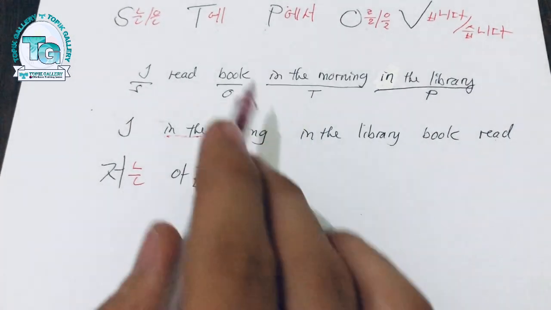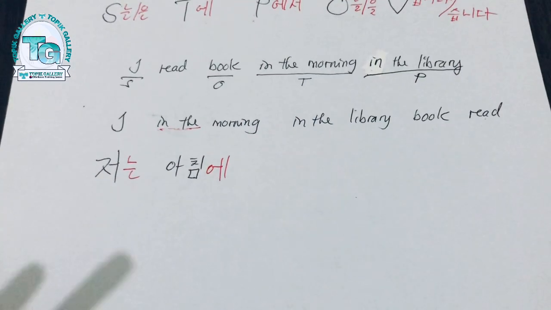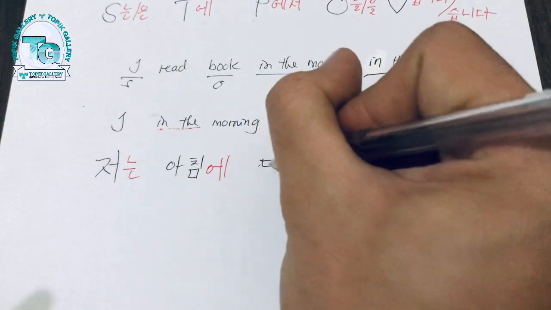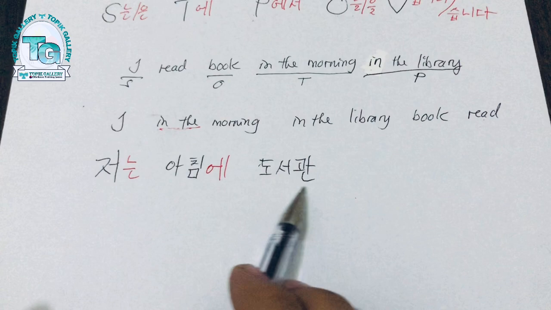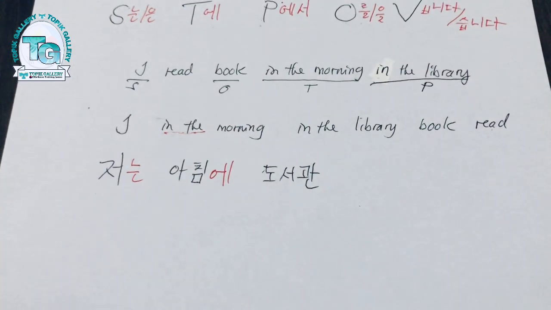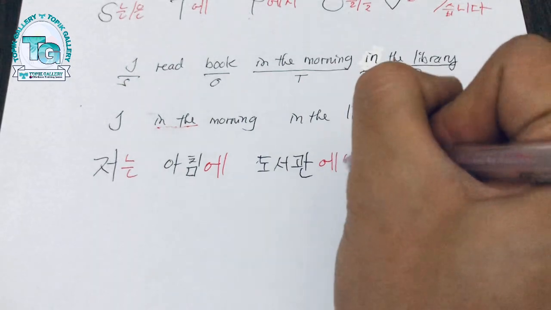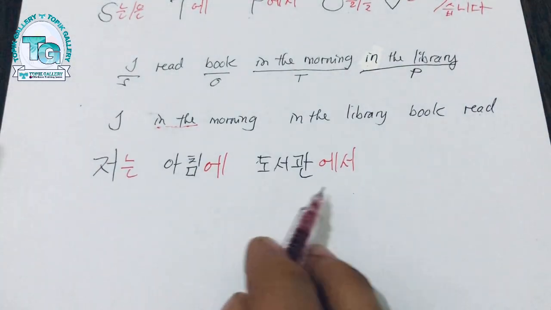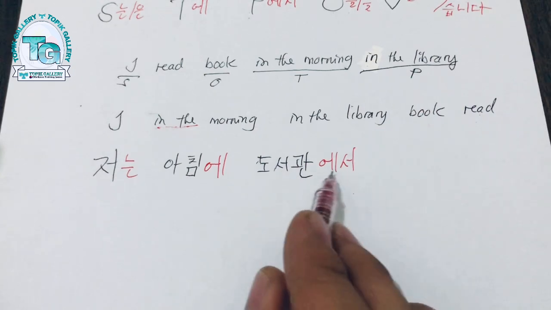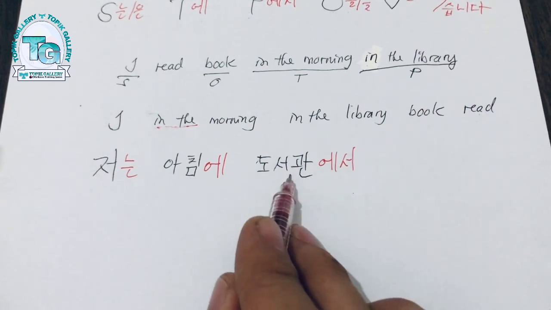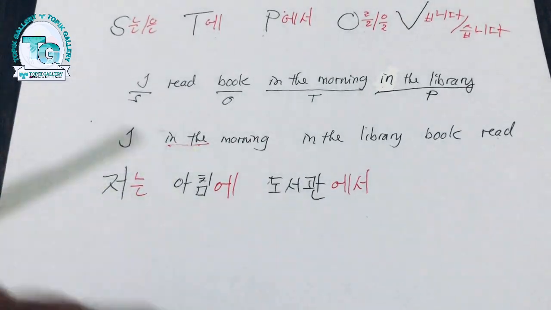Okay? Next, yung place in the library. So, library guys, ano yung library in Korean? Yes, 도서관. 도서관, library, no? And then, yung marker ng place is 에서. So, it became 도서관에서. So, in the library. Sa library. Sa umaga. Ako ay, ganun, no? That's the thought.